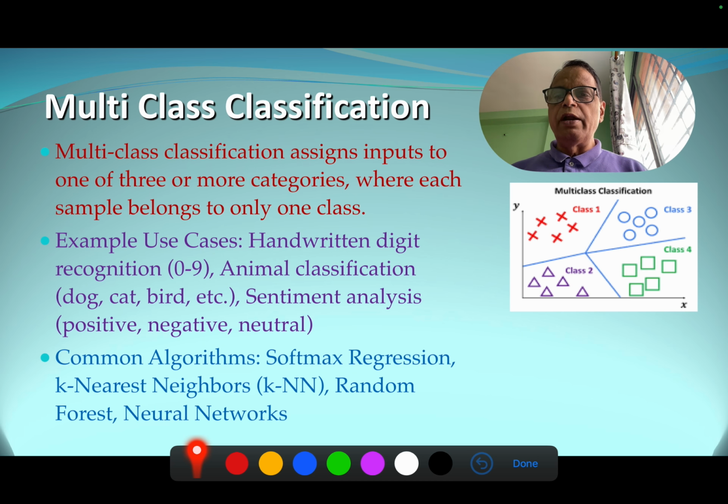Several algorithms are available for this purpose, such as softmax regression, k nearest neighbor (KNN), random forest, or even neural networks can be used for multi-class classification.